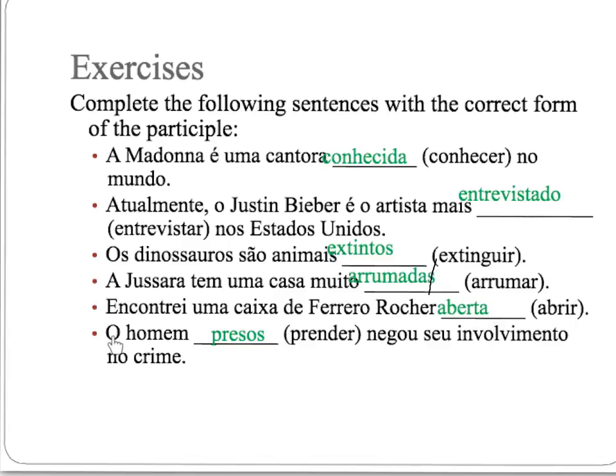Okay. Also, open in this case is an adjective, and it matches caixa, which is a female noun in Portuguese. O homem, opa, a little mistake again, but let me make sure that it's right. O homem preso negou seu envolvimento no crime. Okay? The arrested man denied his involvement in the crime. And just to fix something here that I just realized, it's not envolvimento. I was influenced by English. Involvement. Envolvimento. Com E. Oops.